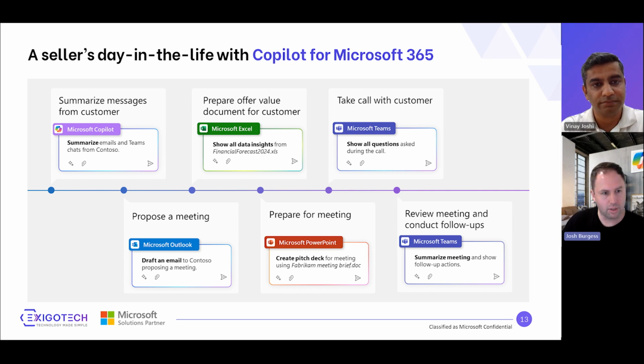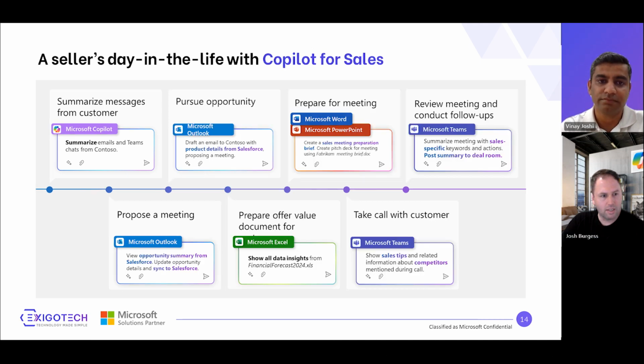So you're thinking, well, I might be a user of Copilot for M365. Is that enough? This is what Copilot for M365 will give you in a typical seller's day-in-the-life scenario. It will still give you the ability to summarize emails and chats. It'll give you some enhancements within Teams, for example. You can also do email generation, but it's still only limited to the data which is in M365.